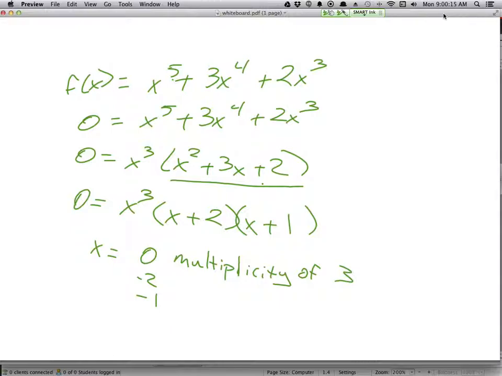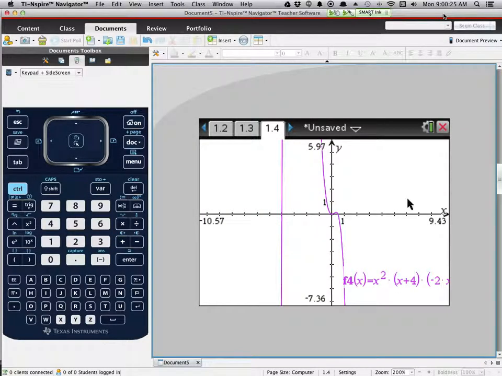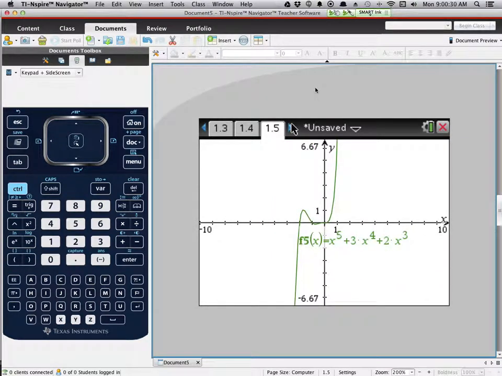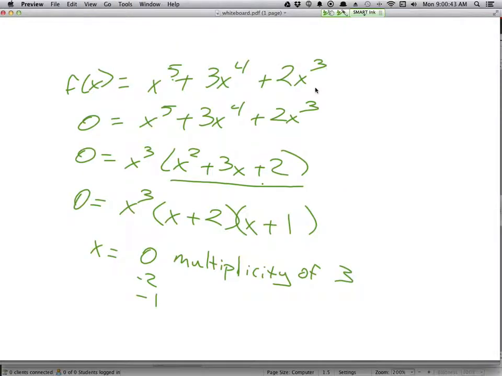Goes opposite directions, which side goes up? Right side goes up. What else do I know? It's going to touch the x-axis at 0, -2, and -1. So let's see if that's what we got. So it goes up on the right, it touches at 0, -1, and -2, just like we said it would. So that's some valuable information that helps us get an idea what the graph looks like. Okay, let's try another one.